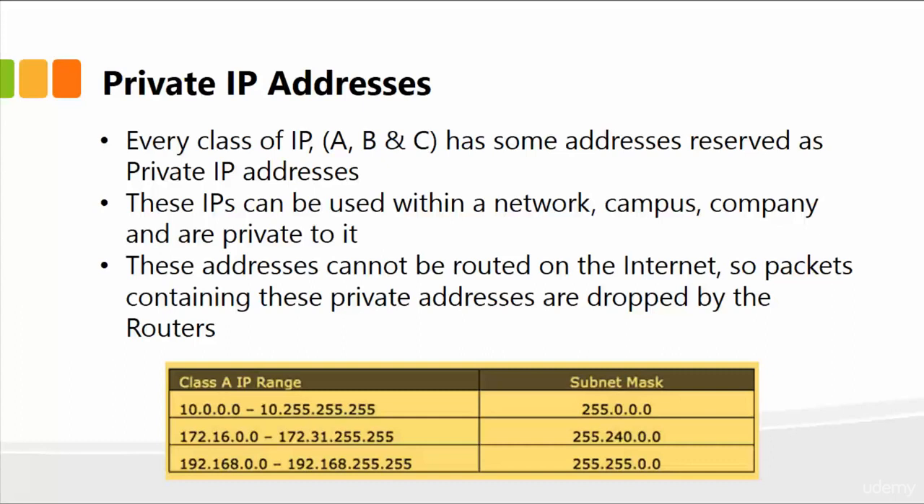So packets, right, data containing these private addresses, are dropped by the routers. So a router is simply a physical device that checks to see where to send the data, right? Where to send the next signal. So the router sees the IP address coming from the sales department, for example, and recognizes that this IP address belongs to a private organization. Hence, it cannot be distributed out publicly on the internet, for example.